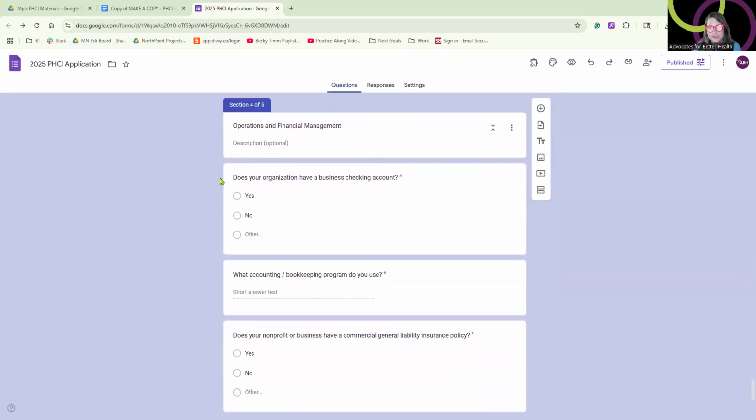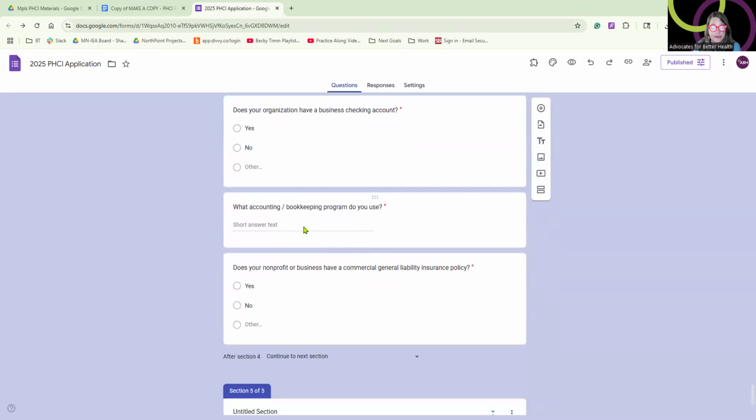Section 4 is about operations and financial management. This is the initial assessment of your readiness to take on a project. So very simple things like, does your organization have a business checking account? What accounting or bookkeeping program do you use? If you don't have one, just put don't currently have one. And does your business or nonprofit have commercial general liability insurance? You need that when you do events to make sure that your organization and you as an individual are covered and protected. It's part of risk management. So if you don't have that, don't worry. Patrick and I will help you with that too, and we'll include it in your budget.